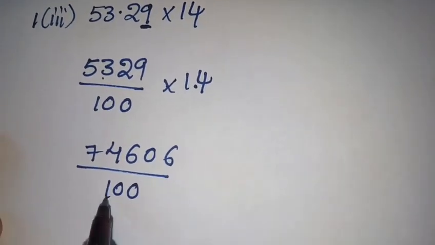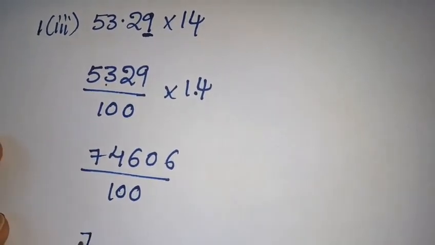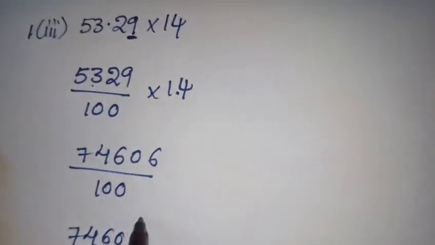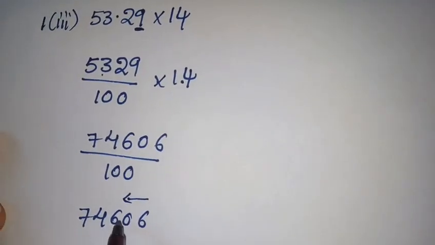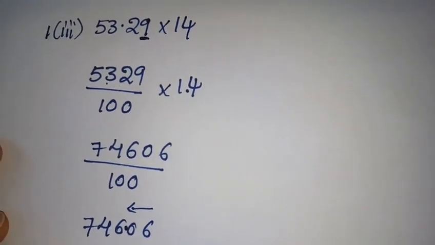So in the denominator the number of zeros is 2. So in the numerator, from the right side, move 2 digits left and place the decimal point before the last 2 digits. So that is 74.06, our final answer.